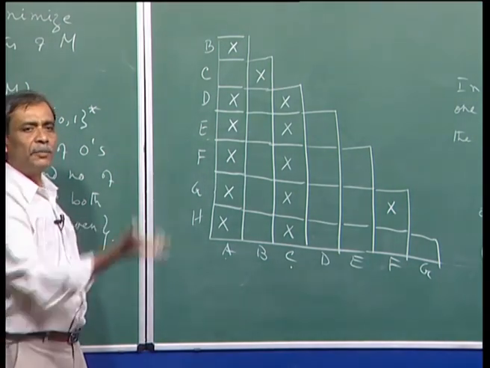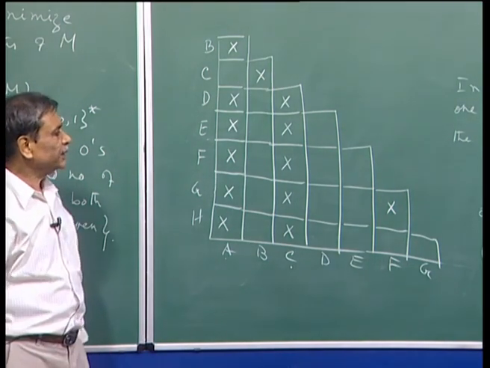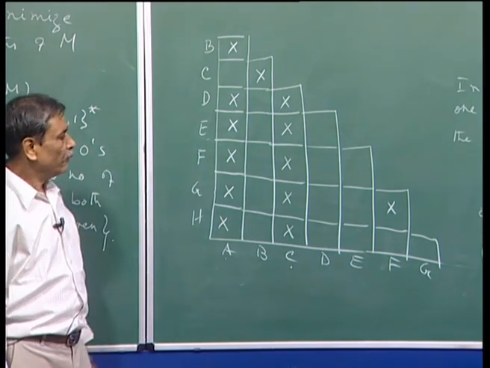And this way we will keep on going. For example, let us see in the next iteration, E will be B.